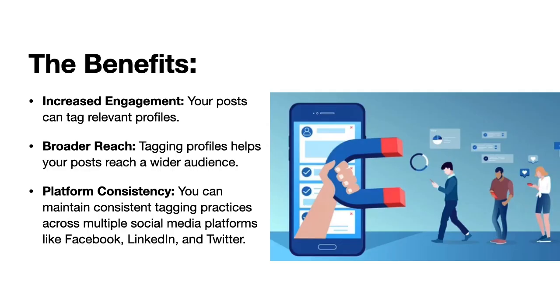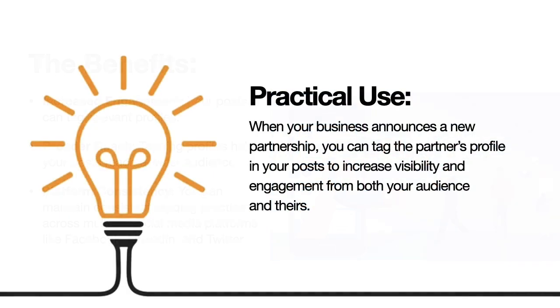It brings you into a much wider audience. It also gives you platform consistency. Now you can maintain that consistent tagging practice across all of your social media platforms that allow it, like Facebook, LinkedIn, and even Twitter. Obviously, there is a ton of practical use when it comes to this update. Now, when your business is announcing a new partnership or really anything, you can tag the partner's profile in your post to increase visibility and engagement for both your audience as well as for theirs.